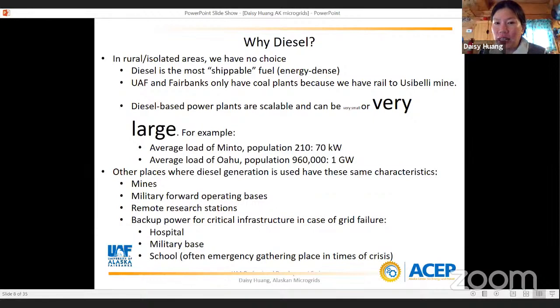All right. So in the last few slides, I kept blah blahing diesel this, diesel that, and people might be wondering why diesel. It's because in rural and isolated areas, it's really the most economical choice. So in Fairbanks, we can be base loaded by coal. We have a coal plant and we have a direct train line to Usibelli mine in Healy, but it's only because of that train line that the coal is economical. It is not economical to fill a boat with coal or to fill an airplane with coal. The energy density is just not high enough.